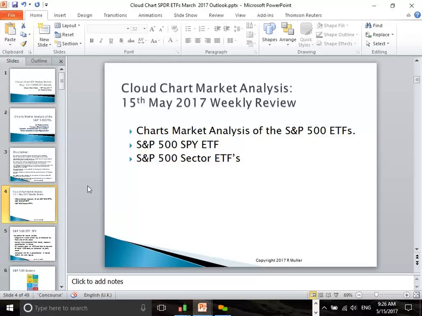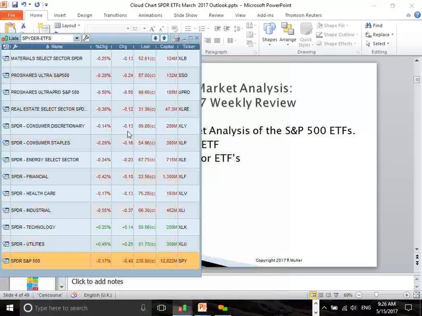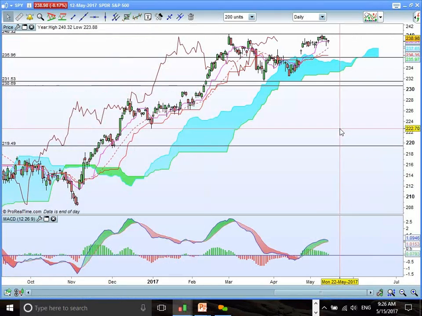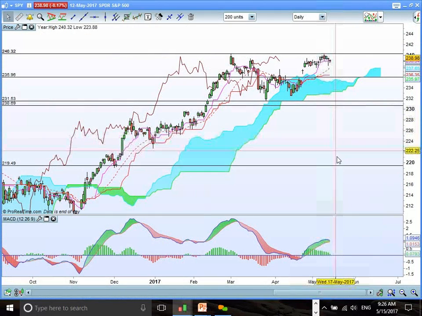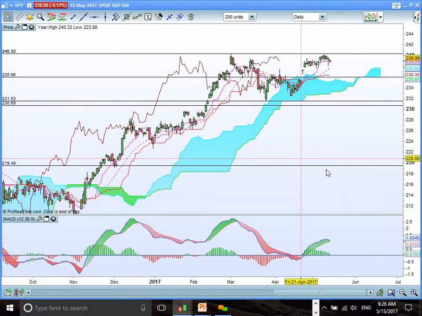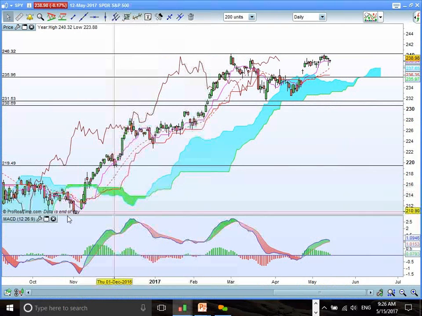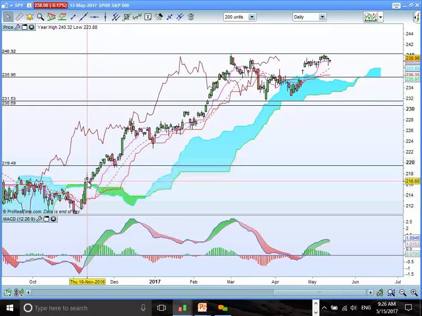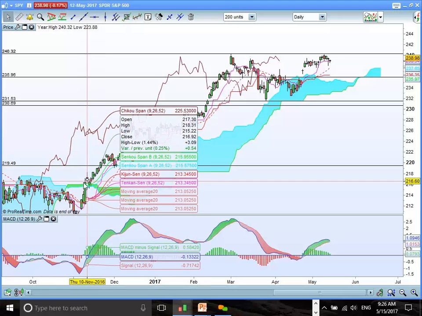Okay. So we're going to jump straight into the ProRealTime platform. I have the charts loaded here. First one on is the S&P 500 chart. We can see we've had a very strong trend and a nice rally since breaking past back here in November.